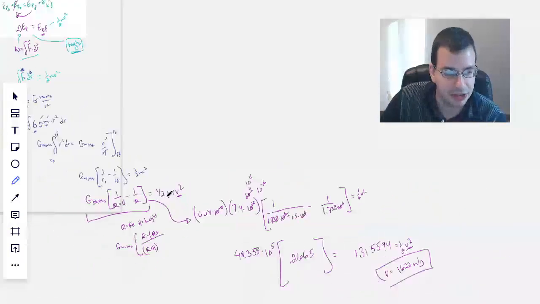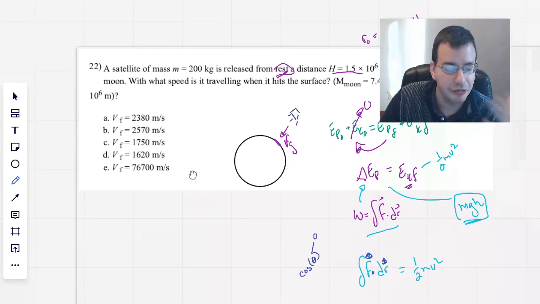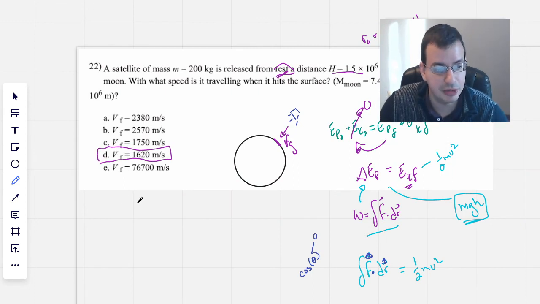Let's see if that's a possible answer. I know, so much work. Did not mean for it to drag on that far. You can now see why people simplify potential energy to mass times gravity times height. So our final velocity is going to be 1622 meters per second.